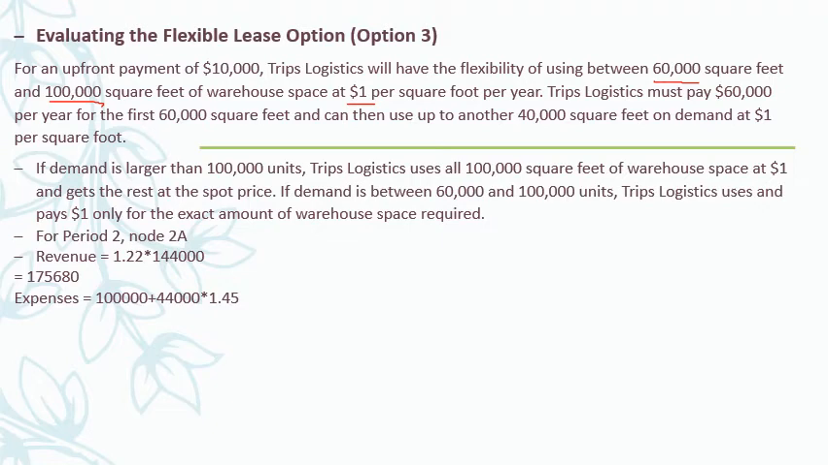Why is it 1 lakh plus 44,000 into 1.45? Because what is the total demand? 1 lakh 44,000. Up to 1 lakh units, I need 1 lakh square feet, for which I have already paid 1 lakh rupees. The remaining 44,000 square feet, whatever I need extra, has to be paid at the spot market price. What is the spot market price for node 2A? $1.45. Add that, and you will get the total profit as 11,880.